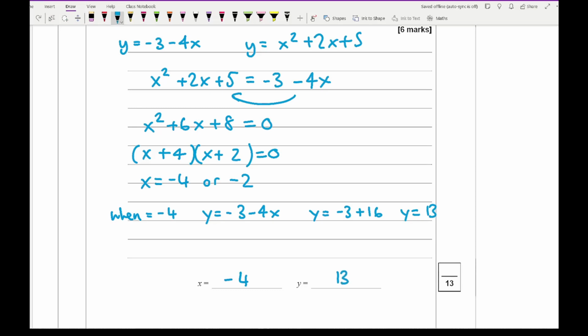Then when x is minus 2, y equals minus 3 minus 4 times minus 2, which is positive 8. So then that becomes 5. So my second coordinate is minus 2 and 5.